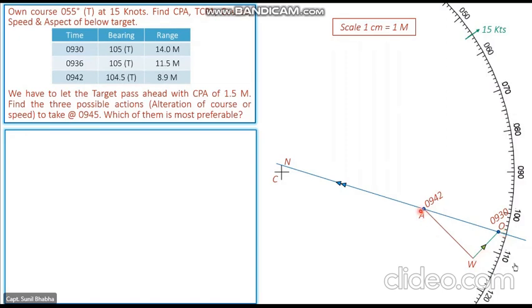Now we join W to A, Whiskey to Alpha, and we are aware that this Whiskey to Alpha vector, WA vector, gives us the target's course and distance covered in the plotting interval of 12 minutes. So we can read down the target's course from here. We can measure this distance WA as per our scale, and by interpolation we can find out the speed of the target.